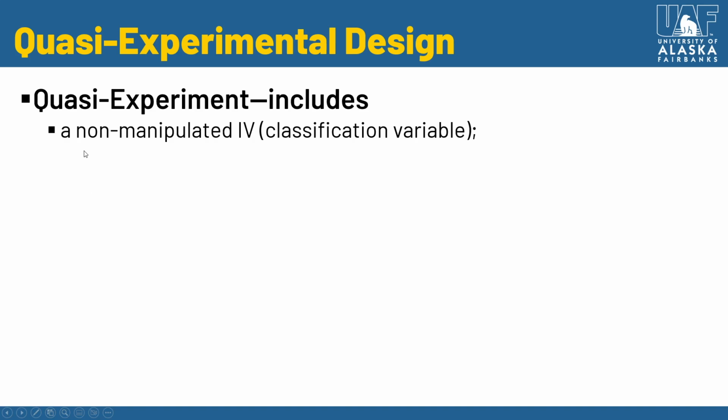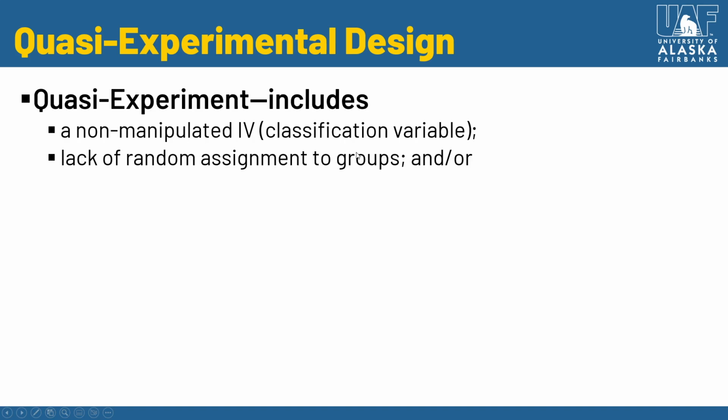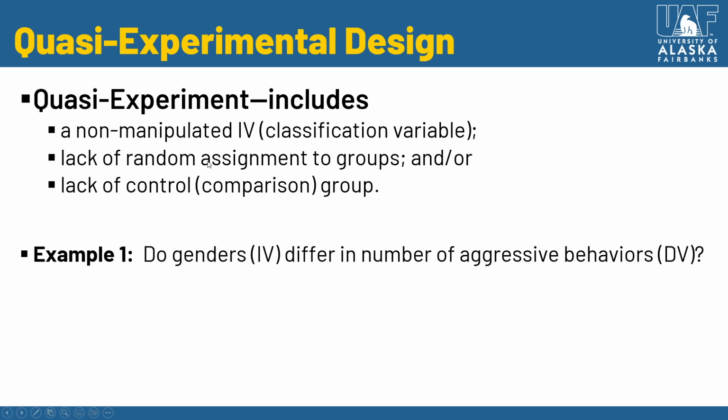So it might have a non-manipulated IV or classification variable, might have a lack of random assignment to groups, or a lack of a control group. So some examples to articulate what I mean by that.